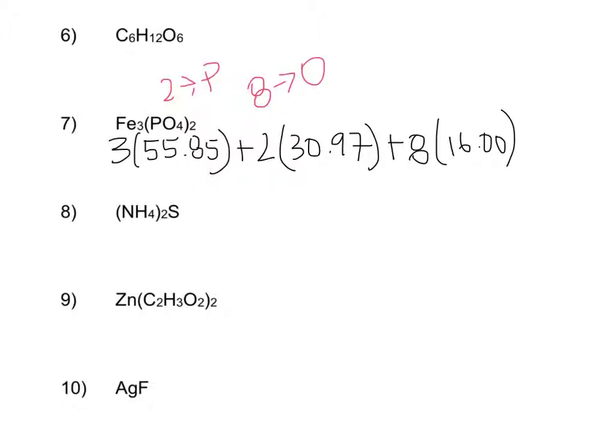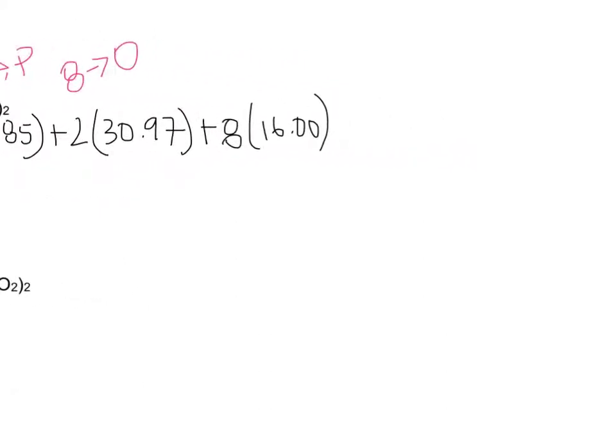Calculator says, let us see, 3 times 55.85 plus 2 times 30.97 plus 8 times 16. Alright, equals 357.49 grams per mole. Okay, so I'm going to leave the rest up to you to solve.